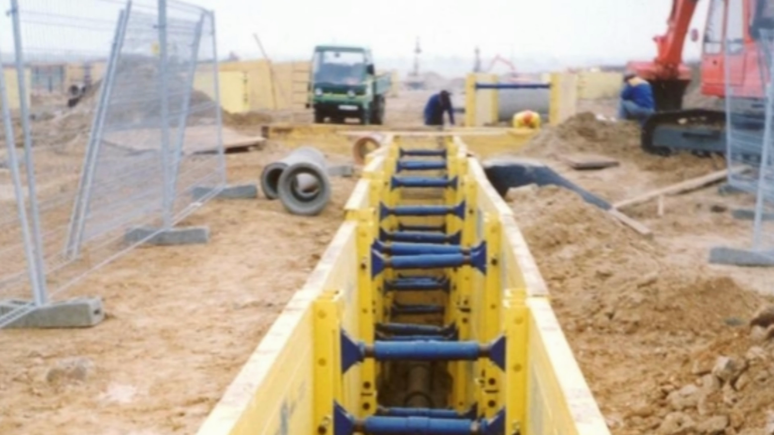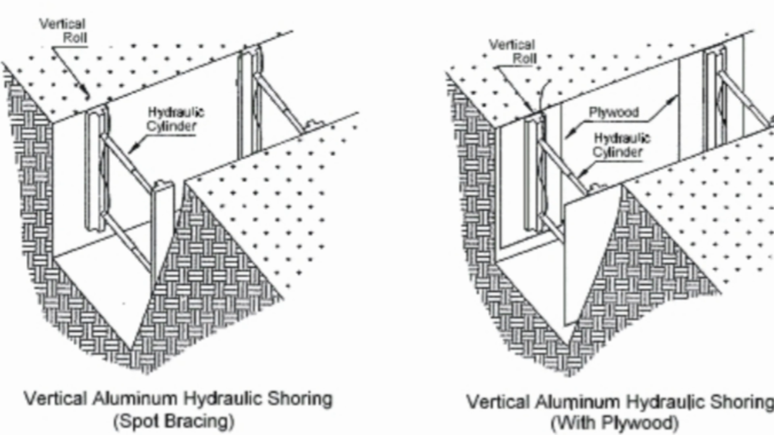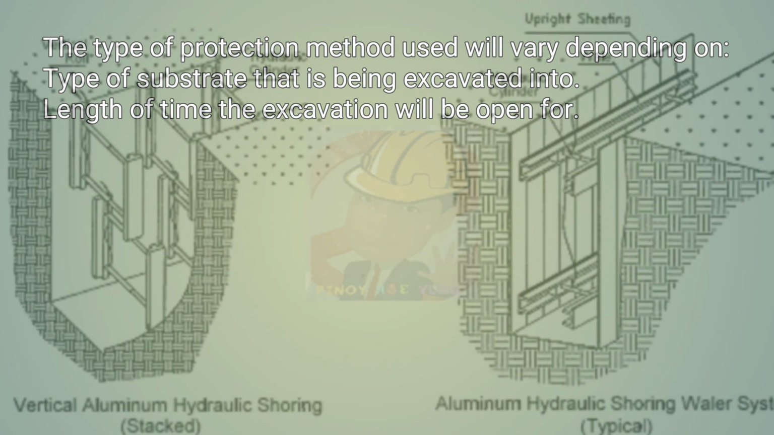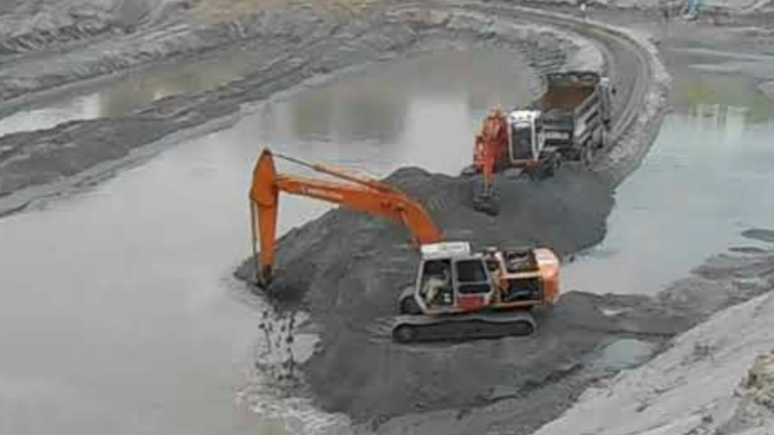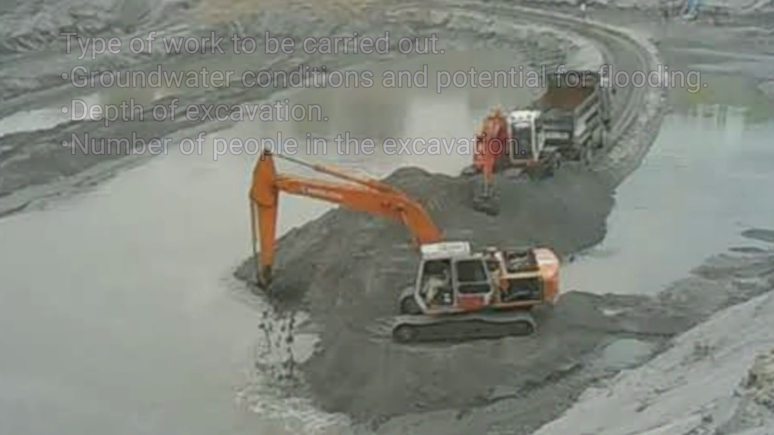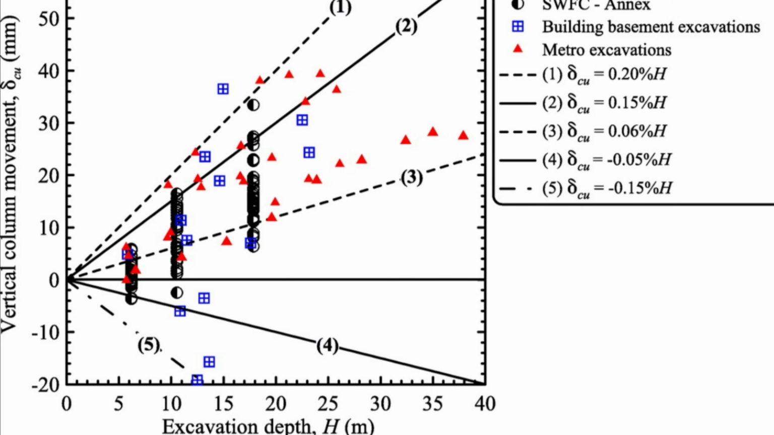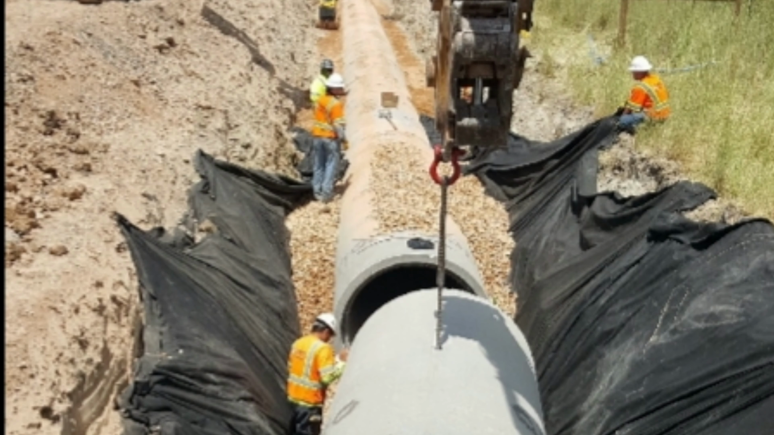Trench box. The sides of the excavation can be temporarily supported by a metal box that can be lifted into the excavation and moved along to give a protected work area. The type of protection method used will vary depending on type of substrate that is being excavated into. Length of time the excavation will be open for. Type of work to be carried out. Groundwater conditions and potential for flooding. Depth of excavation. Number of people in the excavation.